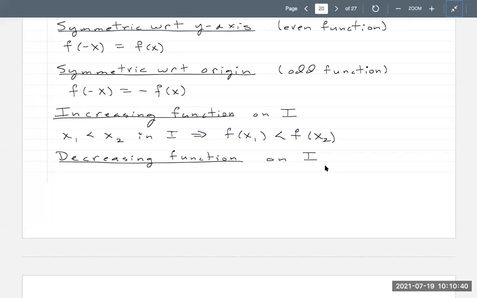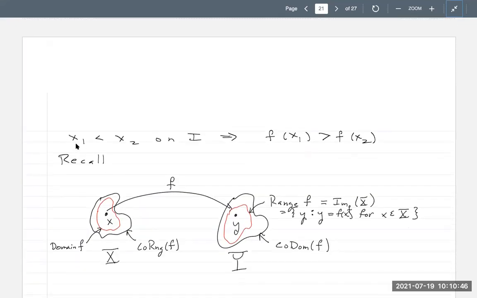We say that f is a decreasing function on the open interval I if x1 being less than x2 on the open interval I implies that f of x1 is greater than f of x2. So if we proceed from left to right and look at our function, our y values will be getting smaller and smaller if the function is a decreasing function.